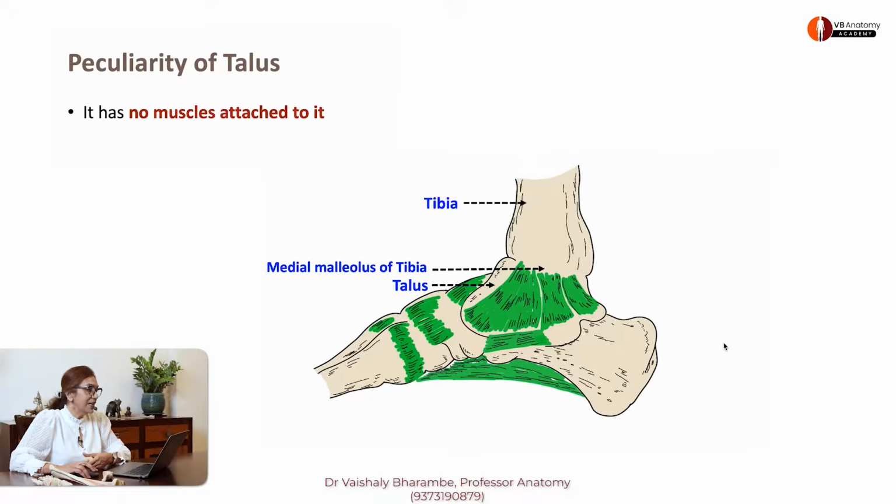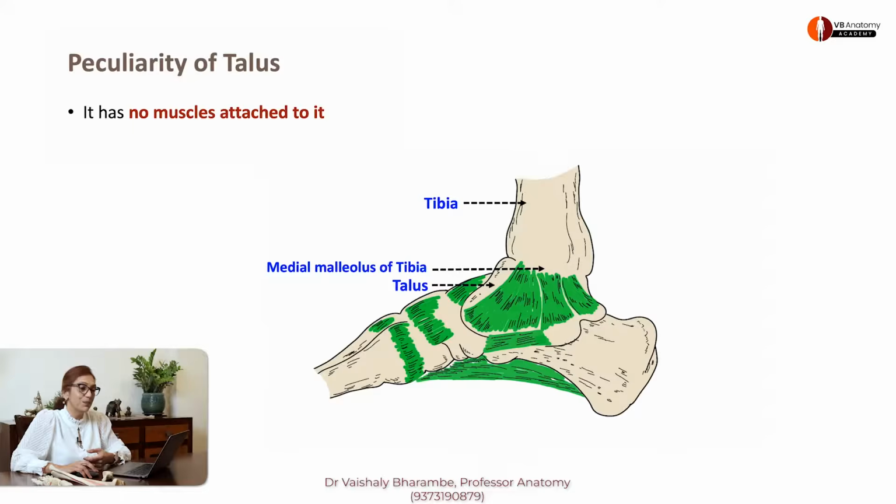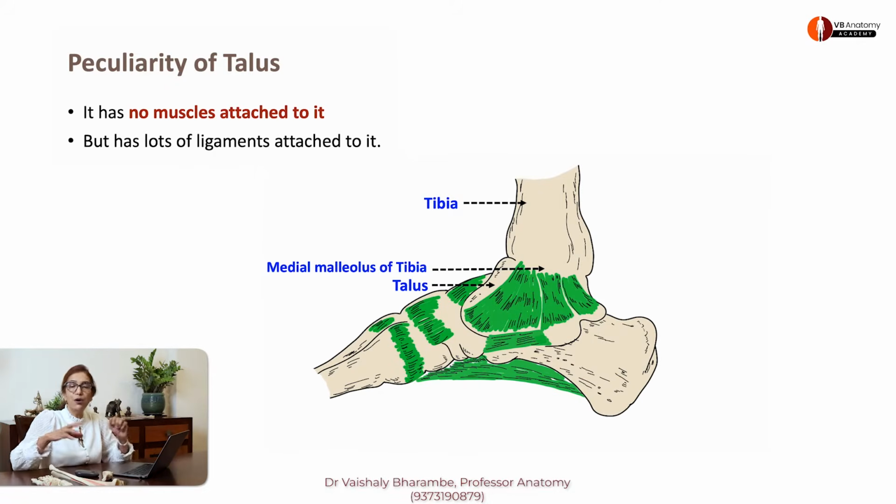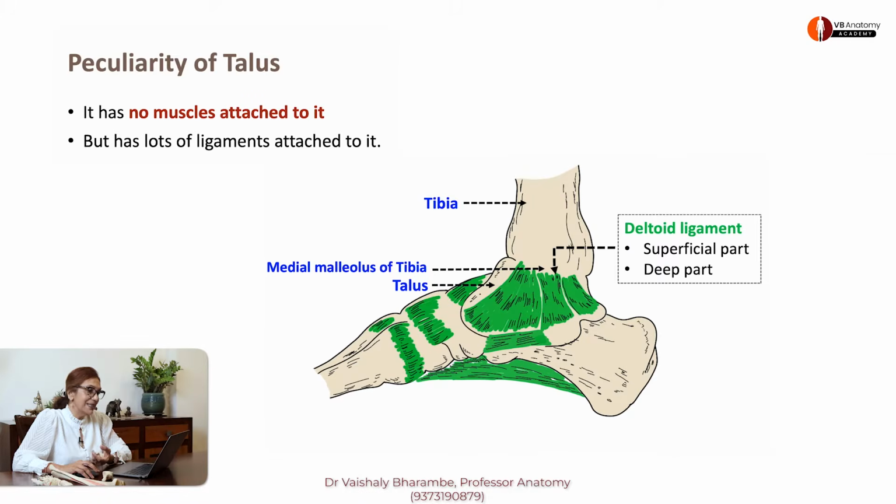Right. So what is the peculiarity of talus? It is peculiar in that it has no muscle attachment. See, we had such a lovely time discussing this bone. Did I ever tell you that there is a muscle attached to it? No, it has no muscle attachments. Okay, it's one of those bones. But it has a lot of ligaments attached to it. Of course, part of the ankle joint, it will be supported by ligaments. So which ligaments? See here, this is the deltoid ligament, which has a superficial part and a deep part.